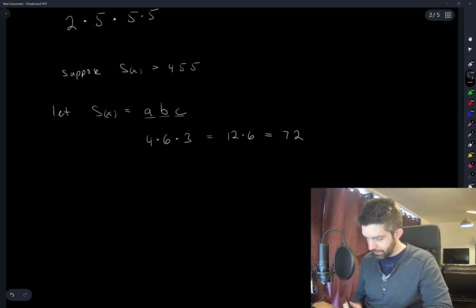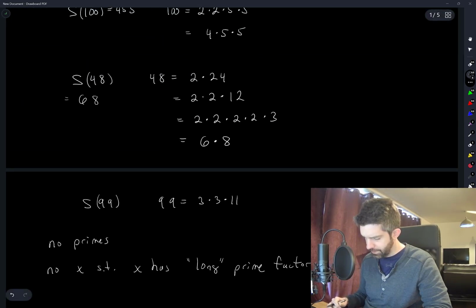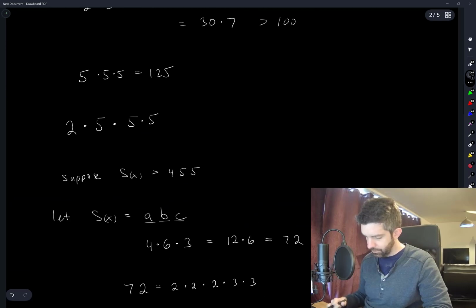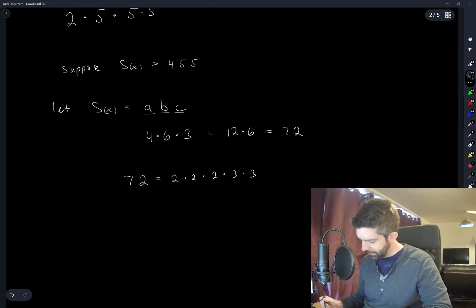Okay, let's write out the prime factorization of 72. Well, it's 2 times 2 times 2 times 3 times 3. I feel like I wrote this one out already before. No, I wrote it 48. Okay, so for 72, is there a smaller rearrangement here? I think so, right? 89, right?